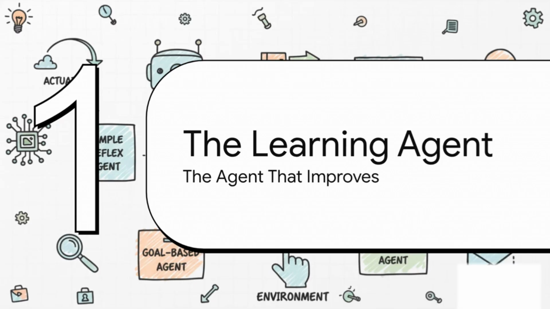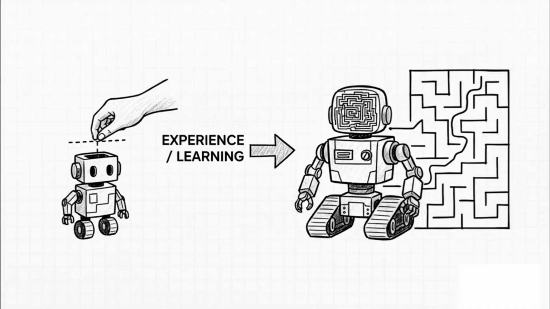All right, we've made it to the very top of the ladder, the pinnacle. And this is where things get really, really interesting, because this final type of agent can do something the others can't. It can learn and improve all on its own. The whole point here is to achieve autonomy. A truly smart agent isn't just stuck with the knowledge its programmers gave it. It learns from experience. It tries things, sees what works, sees what doesn't, and gets better over time. It can actually become more capable than how it started out.